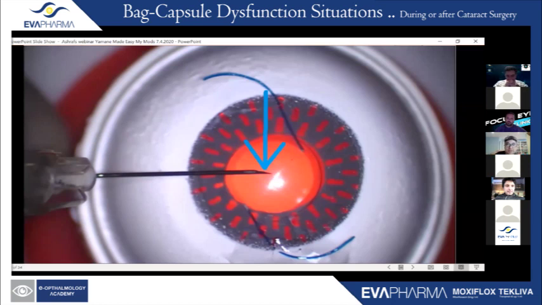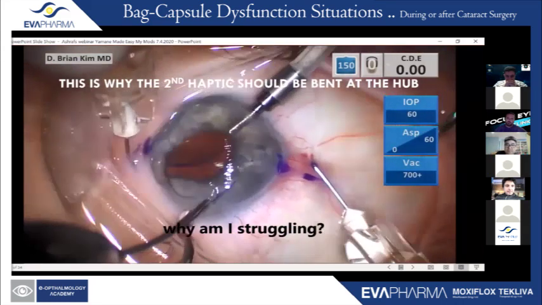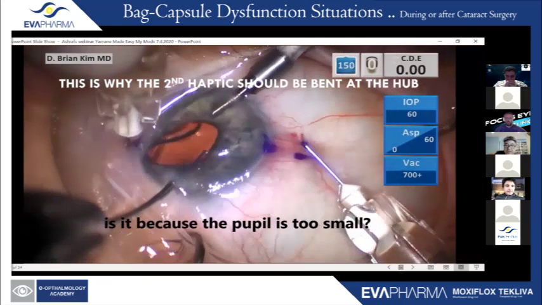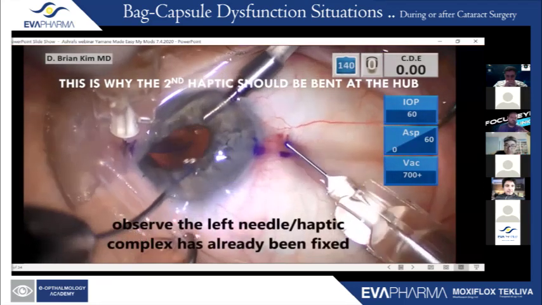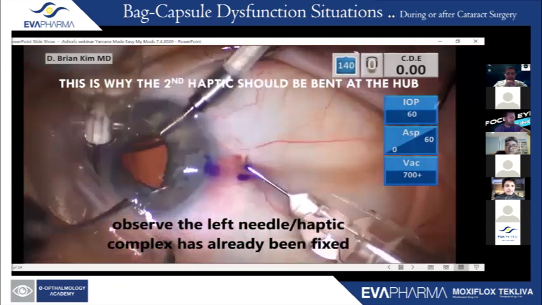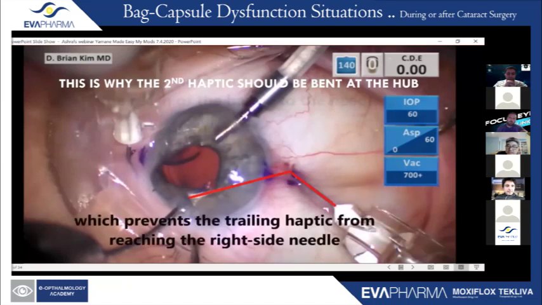Yamani's original technique. So why should the second haptic be bent at the hub? Well, you can see here the left side is already fixated, but the problem is the right side needle here is bent too proximal. And so because of that, this prevents the trailing haptic from reaching the right side needle.